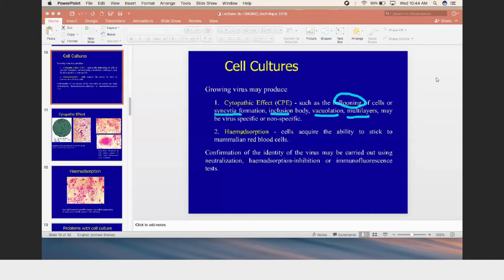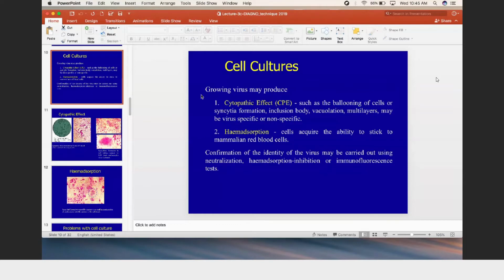So hemadsorption, the cell acquires the ability to stick to blood cells. Normally, cell cultures cannot bind to red blood cells. But following virus infection, the virus infects the cell, will produce its proteins and put them on the plasma membrane of the cell, and following that, the infected cell can bind red blood cells, erythrocytes. Okay, so these are various things that can be done. This is a part of what we call the development of the CPE.